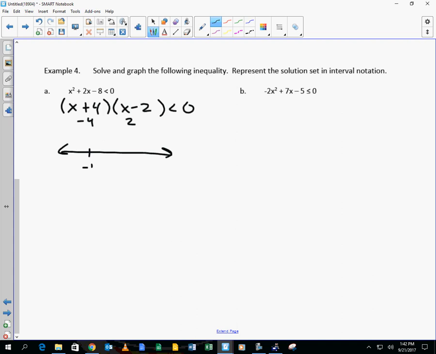All right, I plot negative 4, I plot 2. All right, give me a number that you want to plug in. Okay? It's got to be less than negative 4. So negative 5. Negative 5 plus 4, negative. Negative 5 minus 2, negative times a negative. 0. 0 plus 4, positive. 0 minus 2, negative. Positive times a negative. Plug in 3. 3 plus 4, positive. 3 minus 2. Positive times positive. Am I wondering where this is positive or where it's negative? Where it's negative, because it says, where am I less than 0? Or where are you negative?